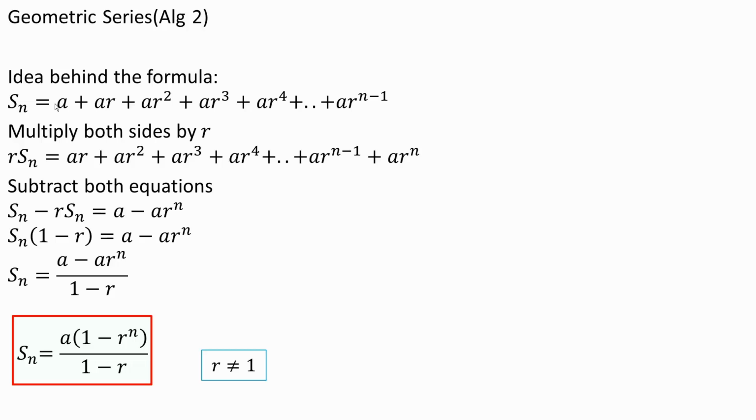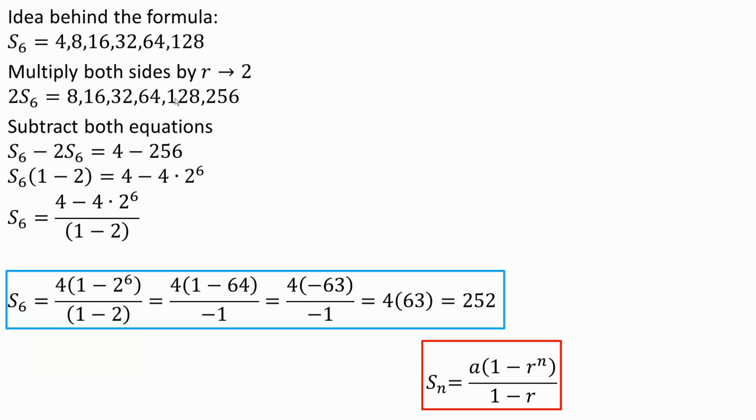Here I mentioned that the second term was a times r, and the third term was a times r squared. Instead of putting r, I could use 2. So what I'm going to do is multiply this side and this side by 2 and get 2 s sub 6 is equal to 8, 16, 32, 64, 128, and 256. And then we subtract both equations.